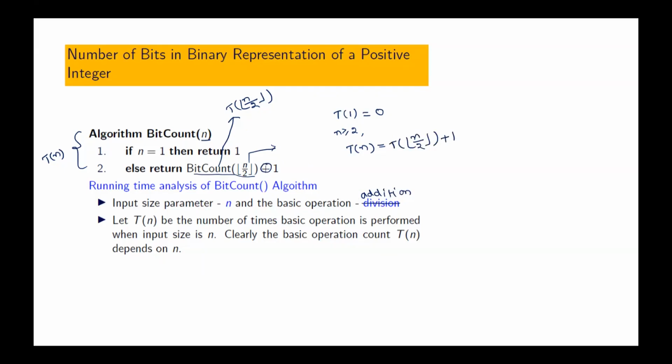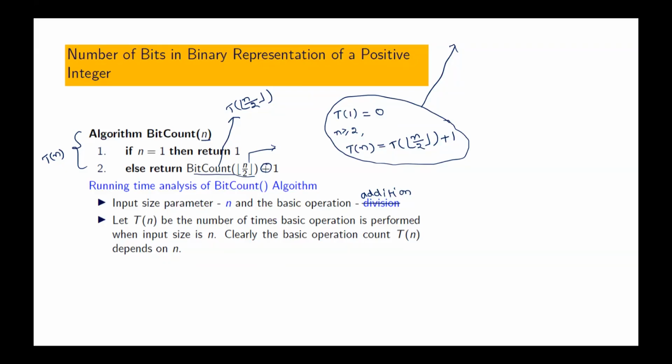Is there any doubt here? Okay, I proceed. Now we need to solve this recurrence relation. Anyhow, we are interested in order of growth only. So if I don't want this floor to have any impact on n by 2, what type of values do I need to choose for n?